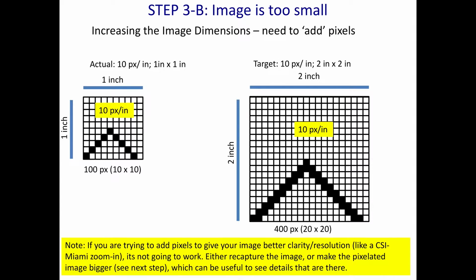So you either need to recapture the image at higher resolution, or you can make the image bigger, but you have to make sure that you preserve the pixel boundaries so that you're not misrepresenting the information that's in your image. And this can be useful. Sometimes you do want to zoom in and show the details that are there, but you don't want to do it by dragging, because what PowerPoint is going to do is add pixels in a way that makes it difficult to see where the original pixel boundaries were.